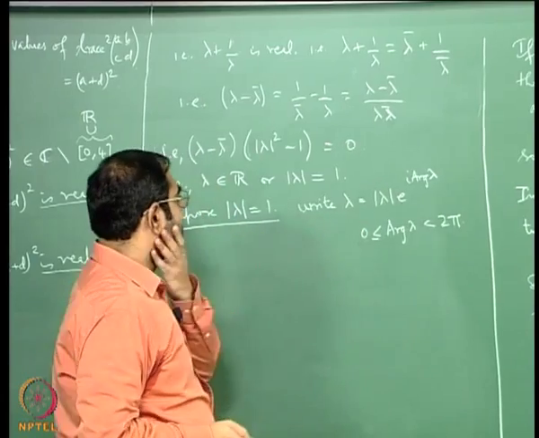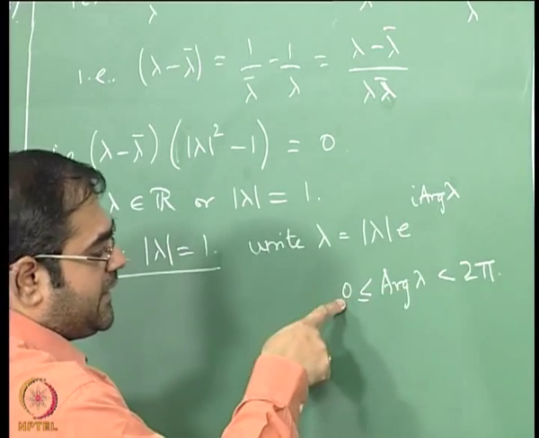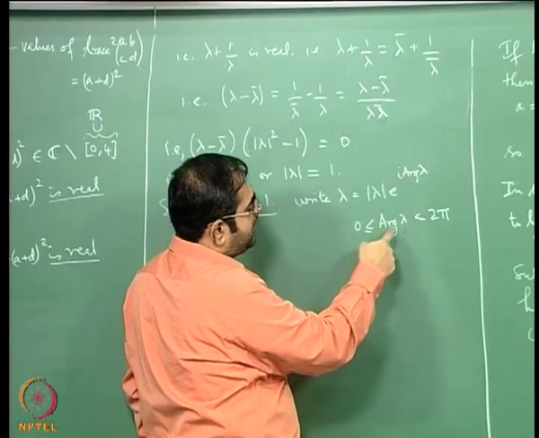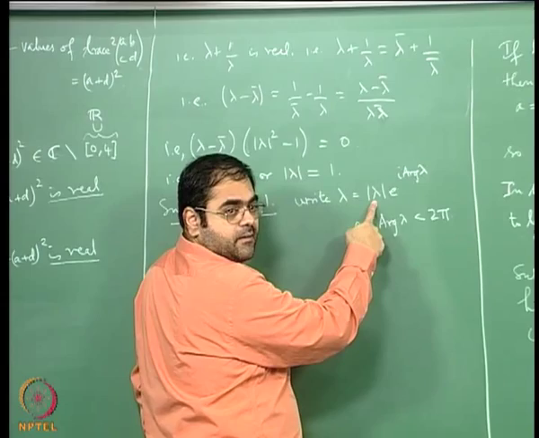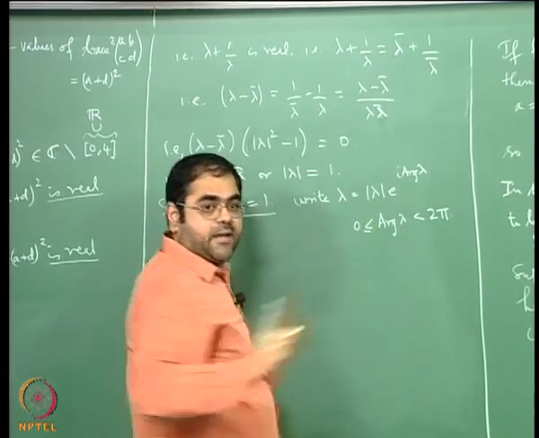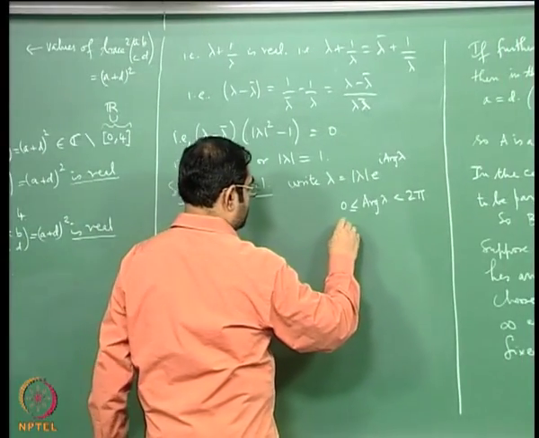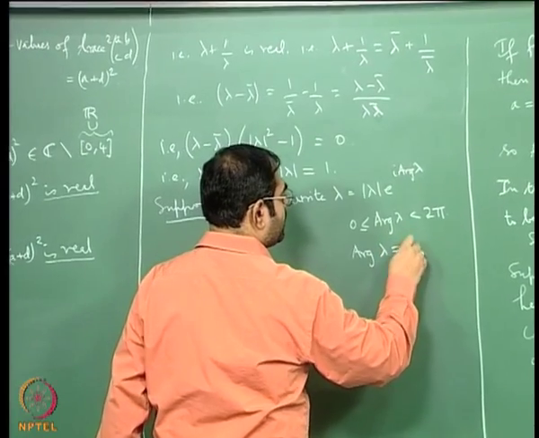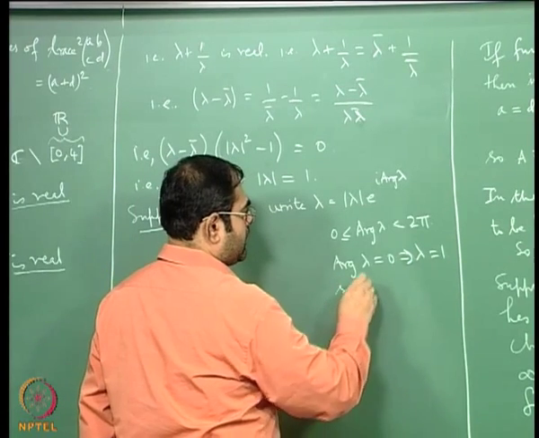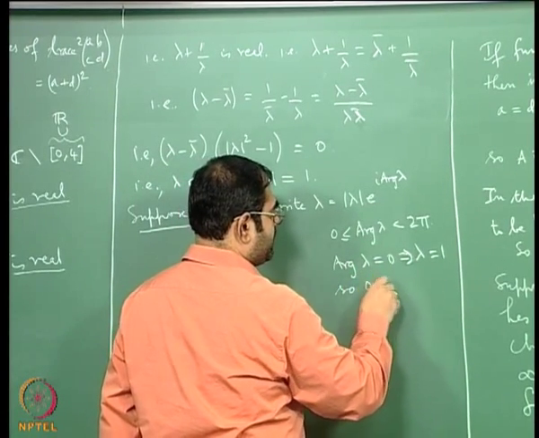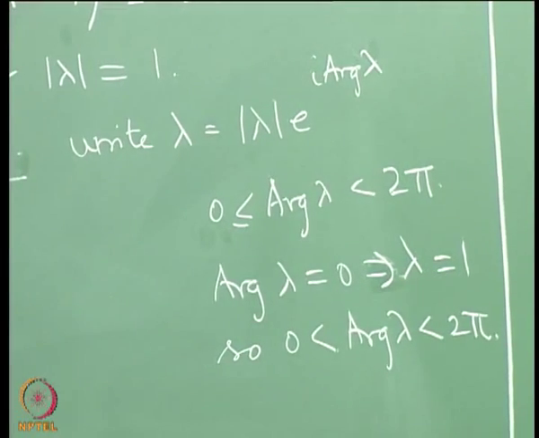Now you see, notice that argument lambda equal to 0 is not allowed, because if argument lambda is equal to 0, then I will get lambda equal to mod lambda, so I will get lambda equal to 1, but lambda equal to 1 is not allowed. So argument lambda equal to 0 implies lambda equal to 1. So you see, 0 should be strictly less than argument of lambda, strictly less than 2 pi.